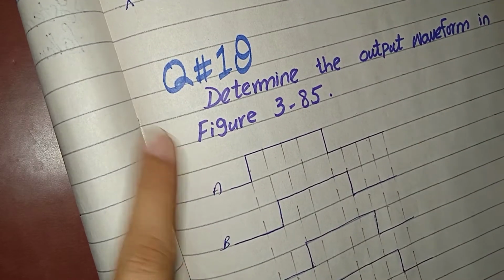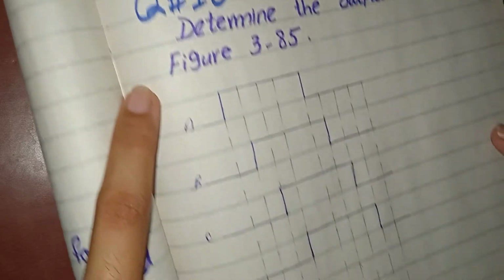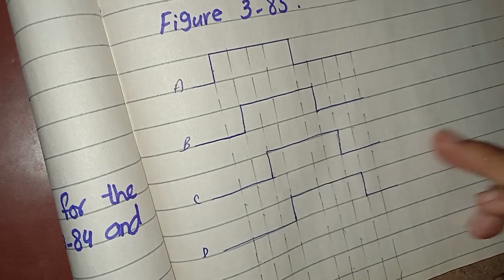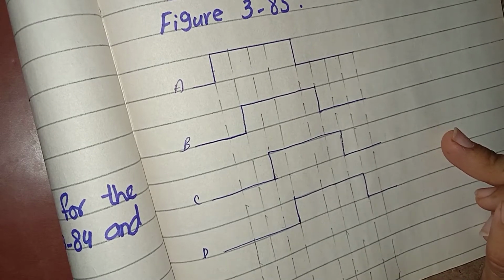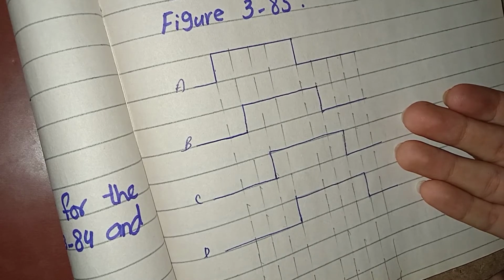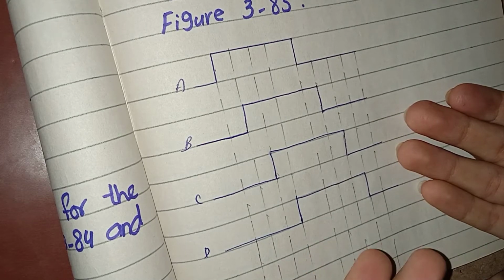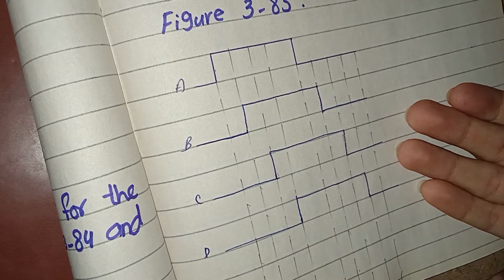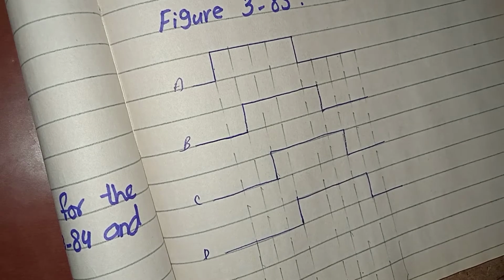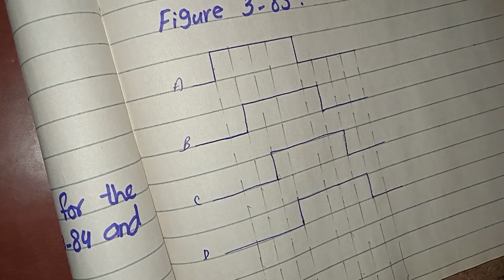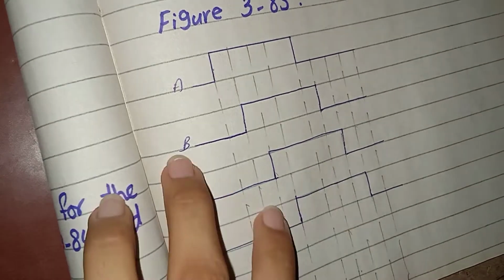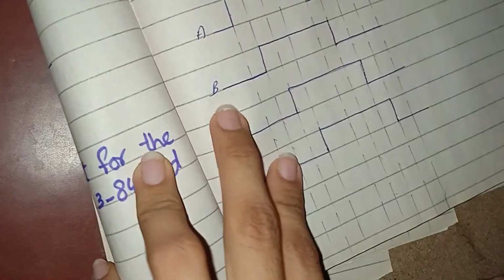Let's move towards question number 19. Question number 19 is about drawing an output waveform for these inputs by using a NAND gate. But here we have 4 inputs. The same goes for 2 inputs, 3 inputs, and 4 inputs: we get a 0 output only when all the inputs are at higher level. Otherwise, we will get higher output for any combination of inputs in a NAND gate.